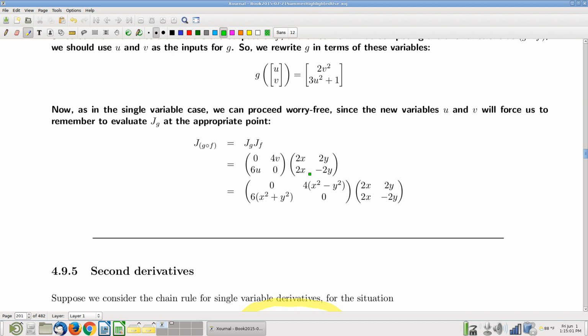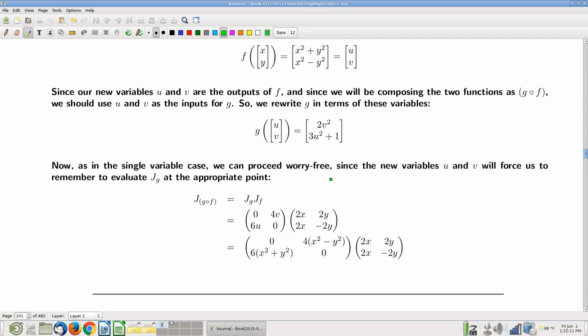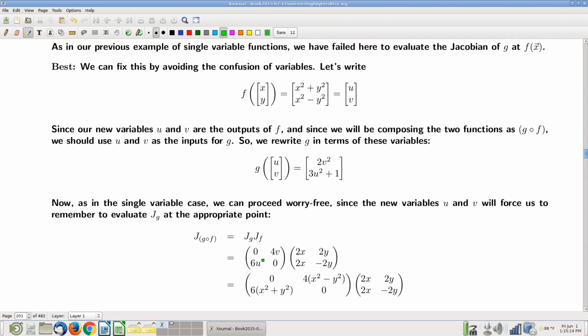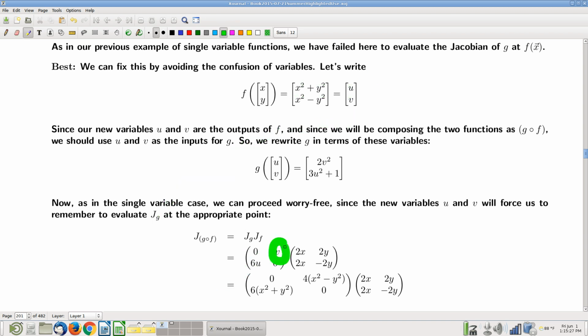And then again, you're all good. Plug and chug at this point. So multiply the two Jacobians. Notice the u and the v: what is that u right there that came up in the Jacobian of g? Well, that u is what it has to be from the f function. And this v right there is what it has to be. And then you've got to multiply this out.